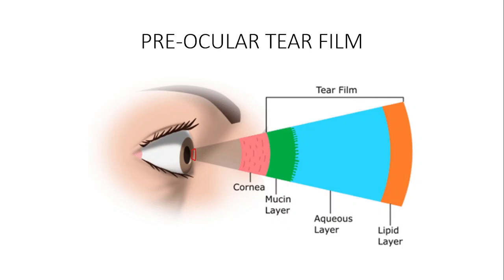All right, so let's start with the lipid layer. What does the lipid layer contain? It contains lipids, basically triglycerides. So that is the major substance that the lipid layer contains.